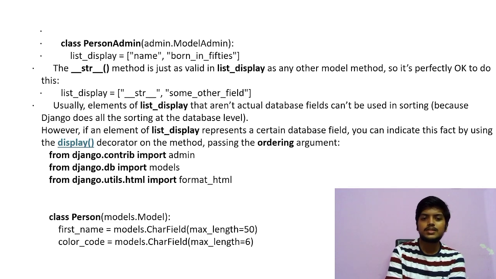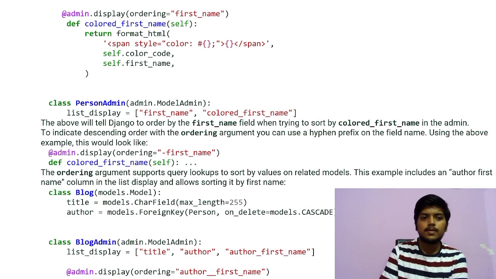However, if an element of list_display represents a certain database field, you can indicate this fact by using the display decorator on the method, passing the ordering argument. From django.contrib import admin; from django.db import models; from django.utils.html import format_html. class Person(models.Model): first_name = models.CharField(max_length=50); color_code = models.CharField(max_length=6). The above will tell Django to order by the first_name field when trying to sort by colored_first_name in the admin.